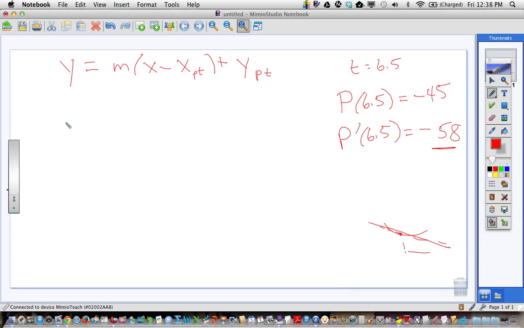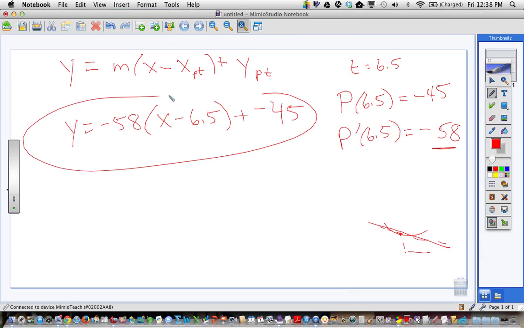Here's our point. So we simply go y equals negative 58 times parentheses x minus 6.5, plus negative 45. I guess I could have put minus. That's it. Find the equation of the tangent line to the p graph at 6.5. So we need the point and we need the slope. The point on the p graph is p of 6.5. The slope on the p graph is p prime of 6.5. That's it. What else?